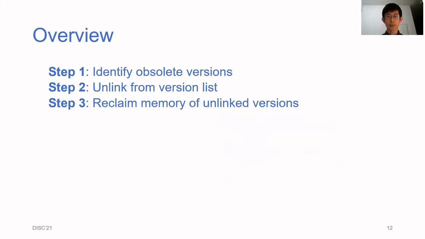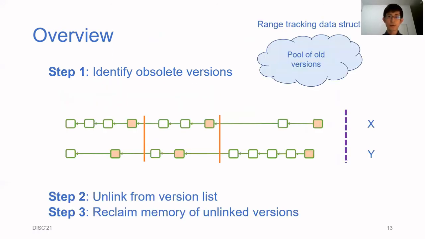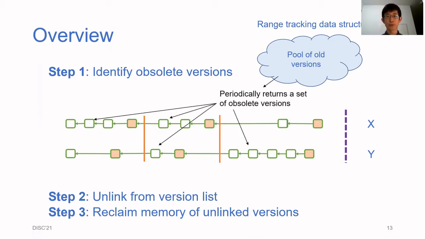These are the three main steps for garbage collecting old versions. And to get our desired time and space bounds, we had to come up with new ideas for all three steps. So for the first step, we implement a range tracking data structure, which stores a set of old versions and periodically identifies and returns ones that are obsolete.